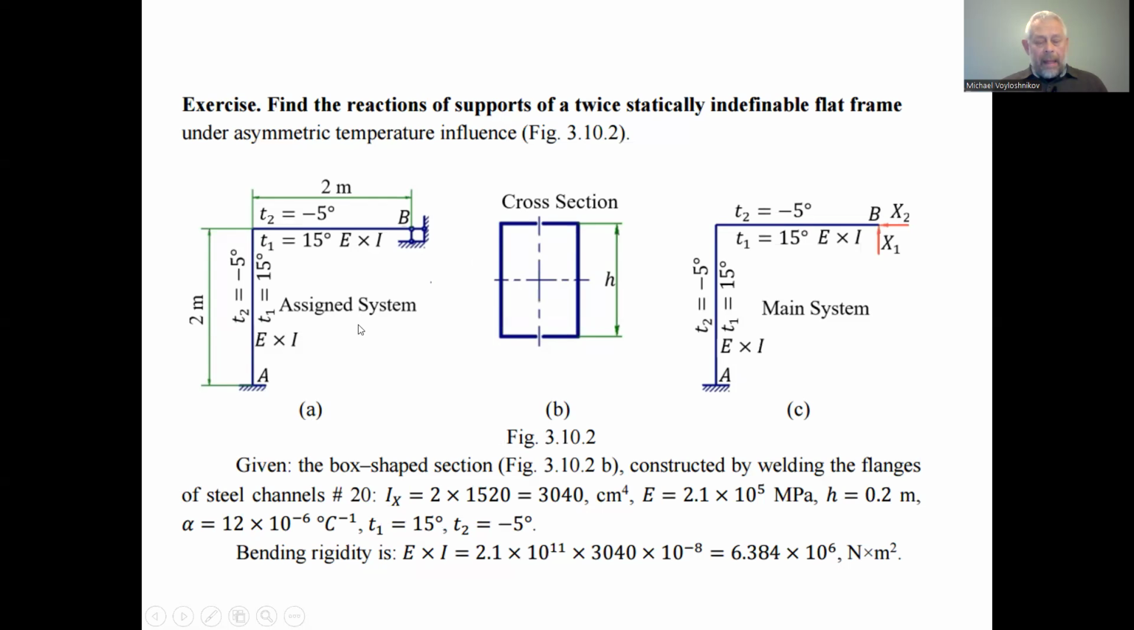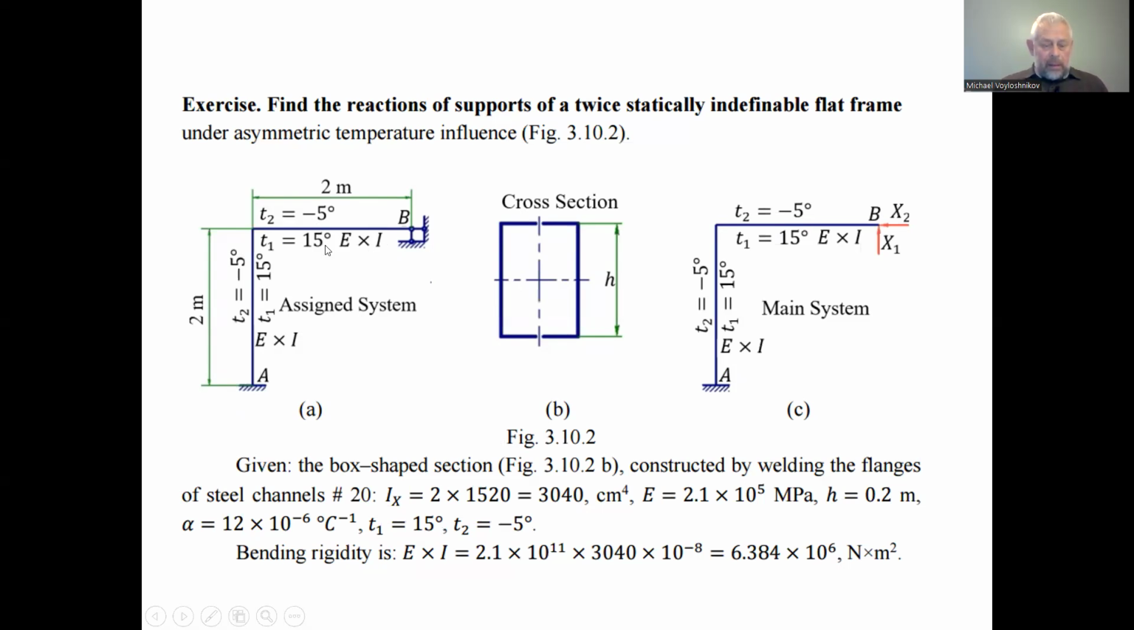We first have to substitute this assigned system by the main statically determinate system with the same external load, and instead of the links, for example, we can cut off the links in the support B, both links here, and we substitute them by the forces x1 and x2 subject to find, acting instead of the links at the point B. The sizes of the frame are: the height is 2 meters, the width is 2 meters, and the frame elements, the vertical element and the horizontal element, have the same characteristic of rigidity: the elastic modulus and the moment of inertia of the transverse section.